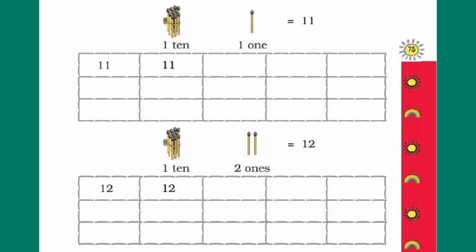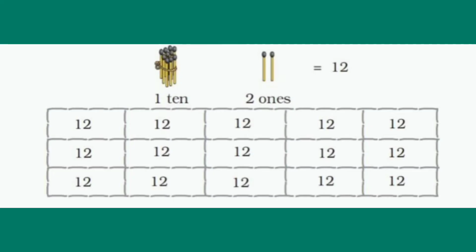Same, coming down, a bundle of 10 matchsticks is there. 1 ten plus 2 ones, 12. The number is 12. 2 is in the ones place and 1 is in the tens place. 10 plus 2 is equal to 12. What you will do? You will write 12 in all the blanks.